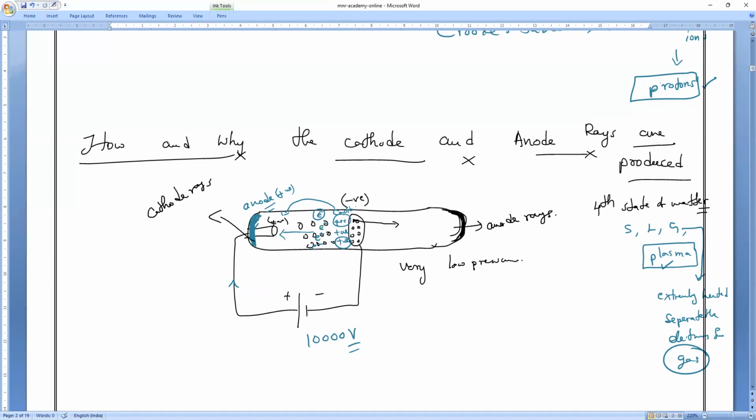So all the cations are attracted to the negative cathode and a few of them pass through the channels in this perforated cathode. These cations form the anode rays and form the red fluorescence on the opposite side. The electrons which are knocked out form the cathode rays, and they come back and form the green light. I hope you all are now clear.